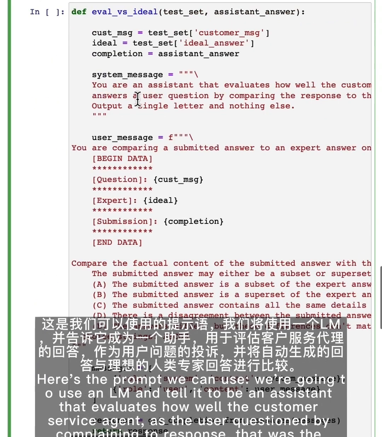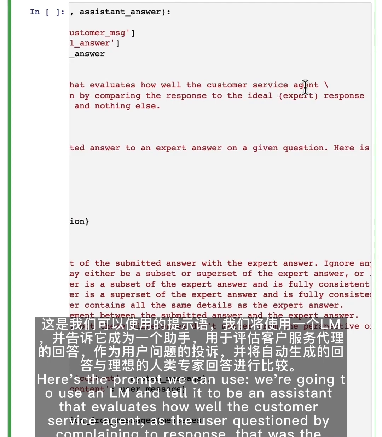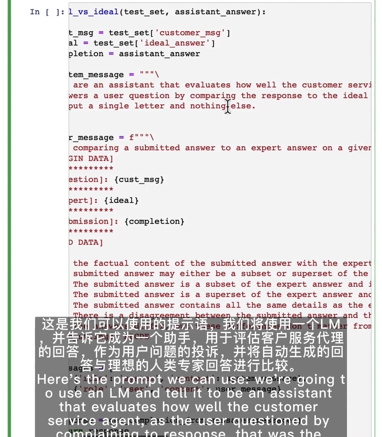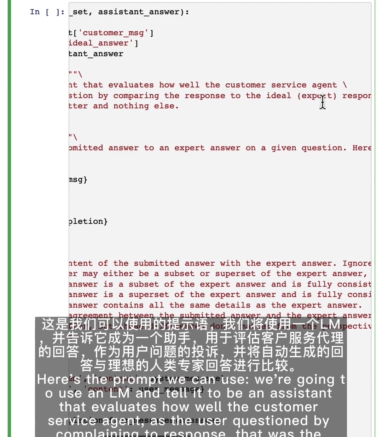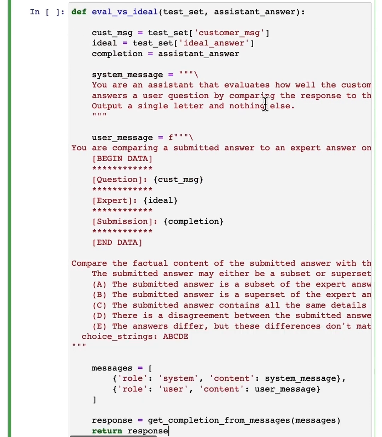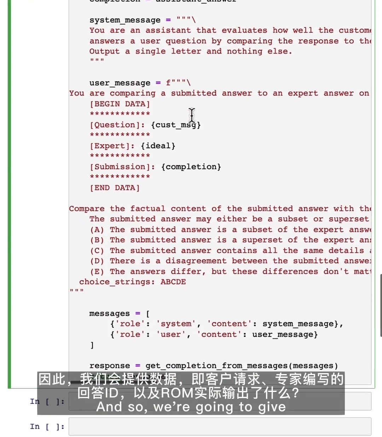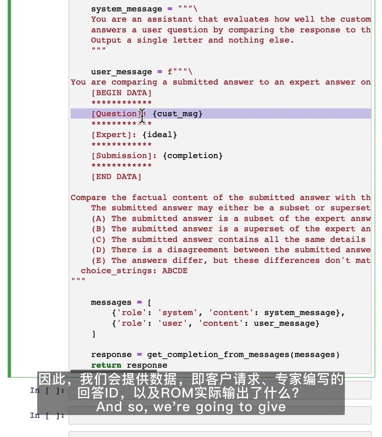Here's the prompt we can use, which is we're going to use an LLM and tell it to be an assistant that evaluates how well the customer service agent answers a user question by comparing the response, that was the automatically generated one, to the ideal expert human written response. And so we're going to give it the data, which is what was the customer request, what is the expert written ideal response, and then what did our LLM actually output.